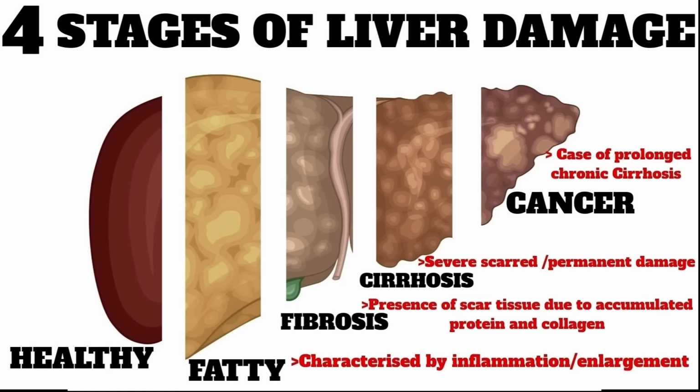Four stages of liver damage. 1. Fatty liver is characterized by inflammation and enlargement of the liver. 2. Fibrosis, characterized by presence of scar tissue due to accumulated protein and collagen. 3. Cirrhosis, appearance of severe scar tissue which leads to permanent damage of the liver. 4. Cancer stage, which is a result of prolonged chronic cirrhosis in some cases.